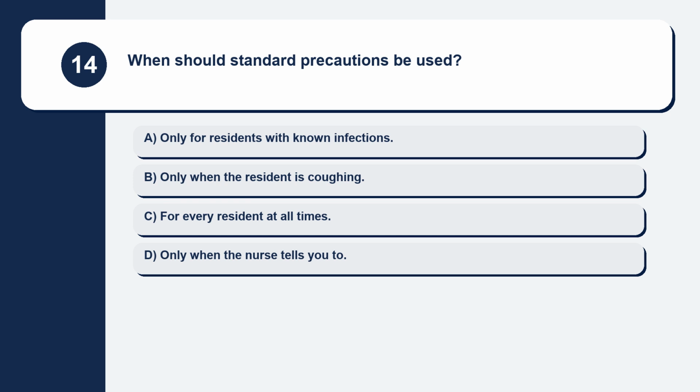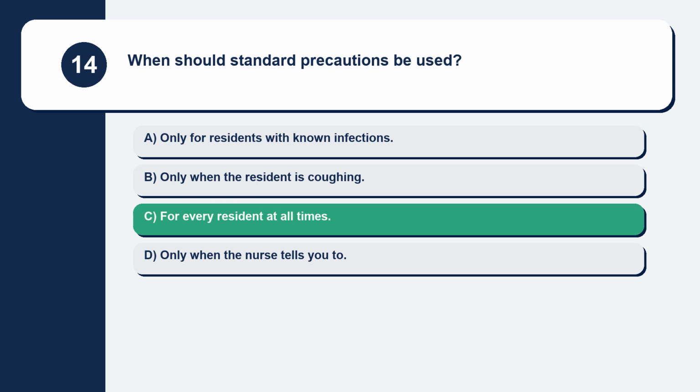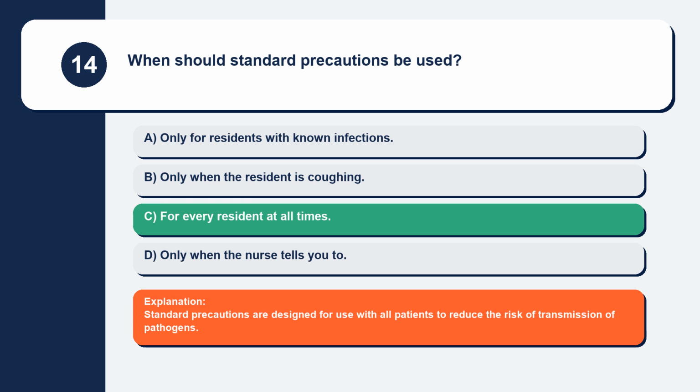Question 14. When should standard precautions be used? Only for residents with known infections, only when the resident is coughing, for every resident at all times, only when the nurse tells you to. Standard precautions are designed for use with all patients to reduce the risk of transmission of pathogens.